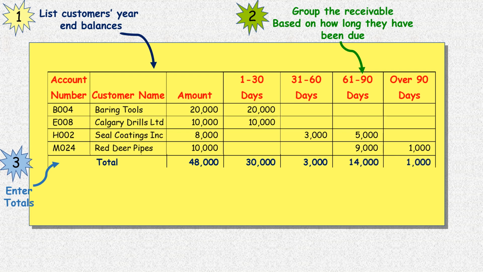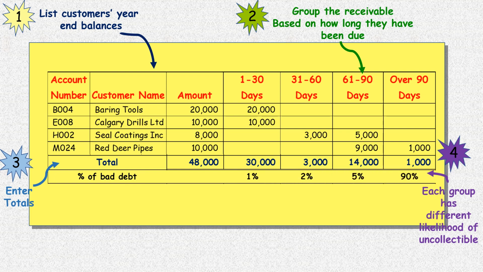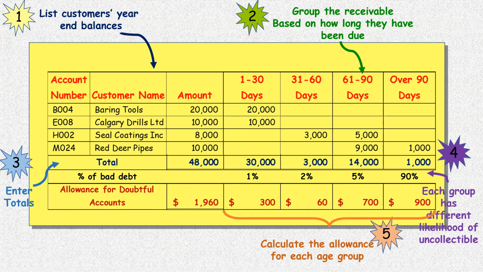Now we will total those age groups. And then for each group, the company will have an expected percentage of bad debt, and that will indicate the likelihood of non-collection. So this company has 1% expected bad debt for any amount due within 1 to 30 days, 2% for the age group of 31 to 60 days, and 5% and 90% for the older groups, with 90% for over 90 days. So once we have this, all we need to do is now calculate the allowance.